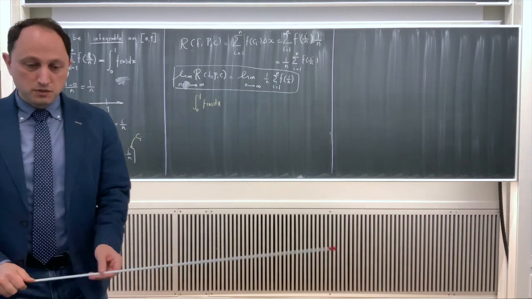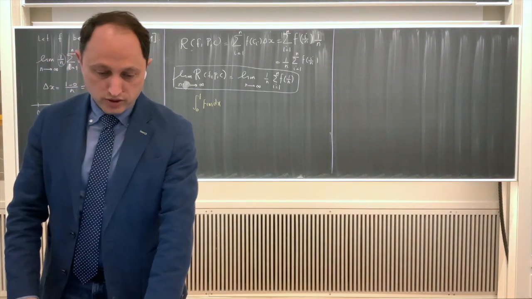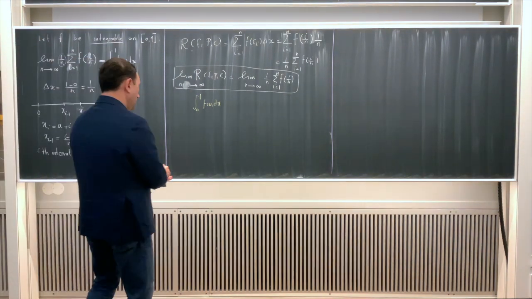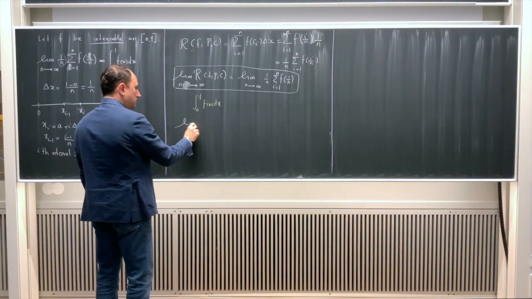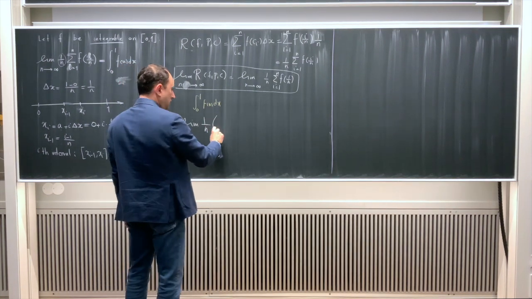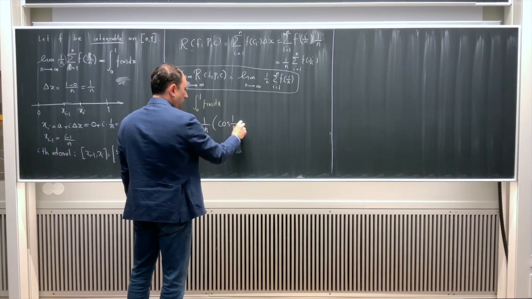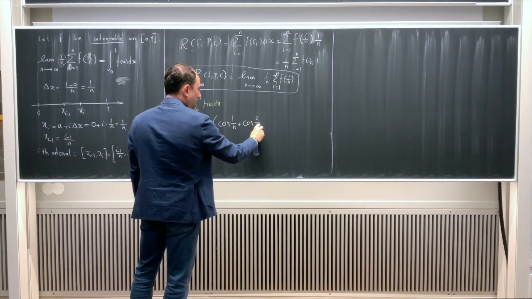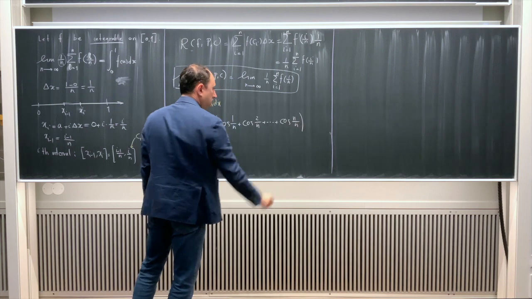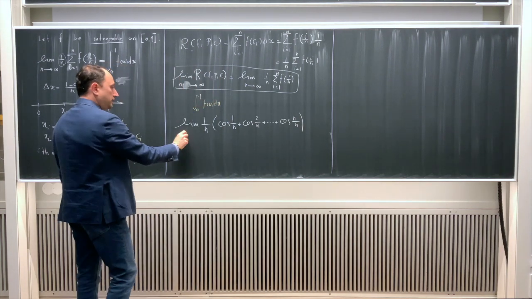So let me solve some simple questions for you. For example, you see this sum. The limit of 1 over n times cosine of 1 over n plus cosine of 2 over n plus up to cosine of n over n, as n goes to infinity. What is that?